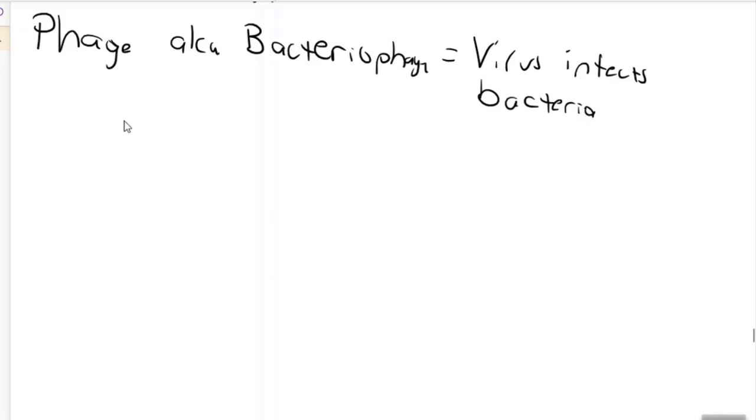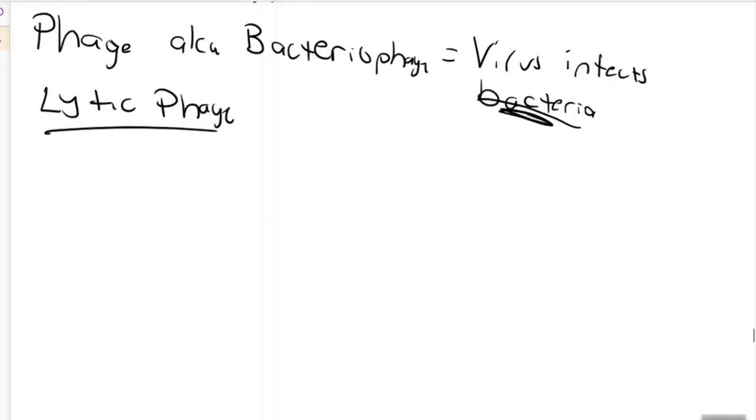They only will infect bacteria, so they won't infect humans, animals, plants, anything else. So these two types of infections I'm going to talk about today are specific only to bacteria. This is not the same thing that happens in an animal virus. That will be a different video. So there's two types of phage infection. The first is called the lytic cycle, or a lytic phage would cause a lytic cycle.